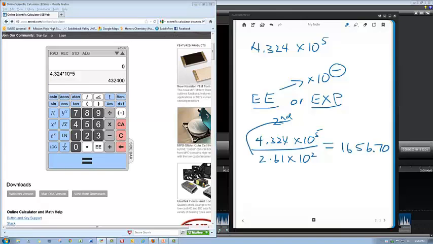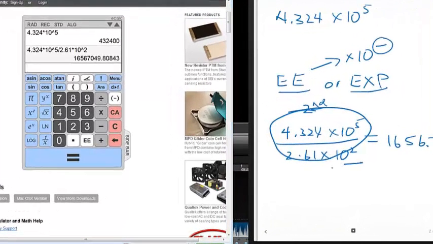Okay, but what happens if I do the math problem like this? 4.324 times 10 y to the x 5 divided by 2.61 times 10 y to the x 2. And do I get the same answer? This is, let's see, 16,567.049, etc. Okay, why didn't you get the same answer? Because if you do this multiplication right here, you end up not dividing by 10 to the second, but you end up multiplying by that.